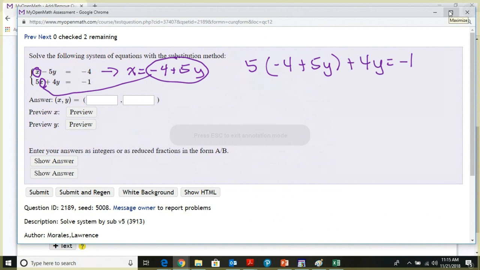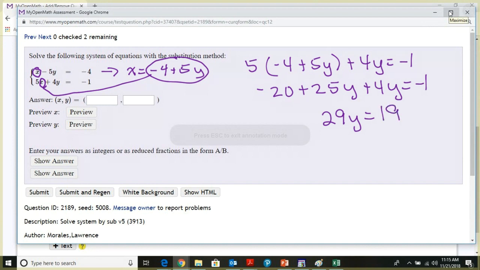So I'm just plugging that straight in for the x. So 5 times that plus 4y equals -1. So I'm going to distribute this all the way through. And then let's add those together. So 25 plus 4 is 29y. And then I'm adding 20 to both sides. So that's equal to 19. So now we're going to divide, and it's not a real pretty number, is it? Y is equal to 19 over 29.